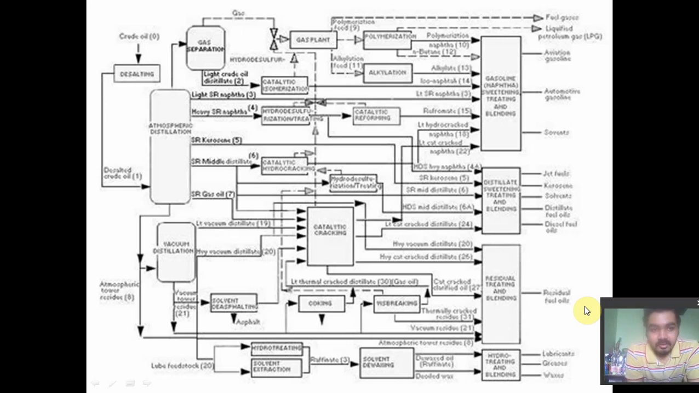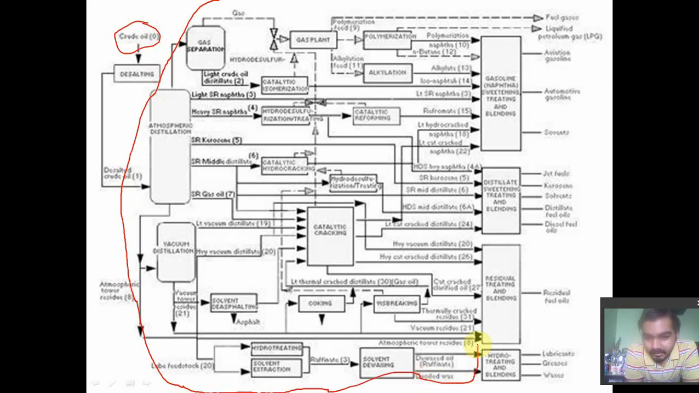Alright, so look, in a refinery the main raw material that we feed is crude oil. This crude oil goes through various processes. These all are processes, and we will see all of them one by one. Now from these processes we get products.